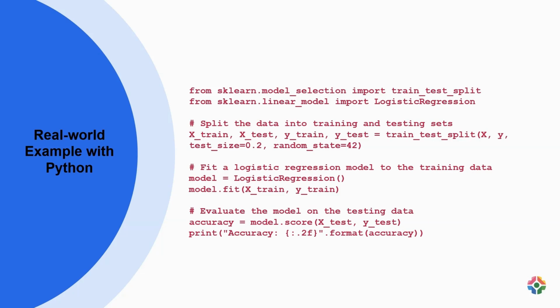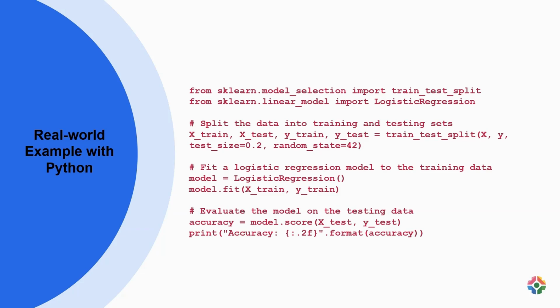1. Import the necessary modules. train_test_split for splitting data and LogisticRegression for logistic regression modeling. 2. Split your data into training and testing sets using train_test_split, specifying X and y data, test size, e.g. 0.2 for 20% test data, and setting a random state for reproducibility.